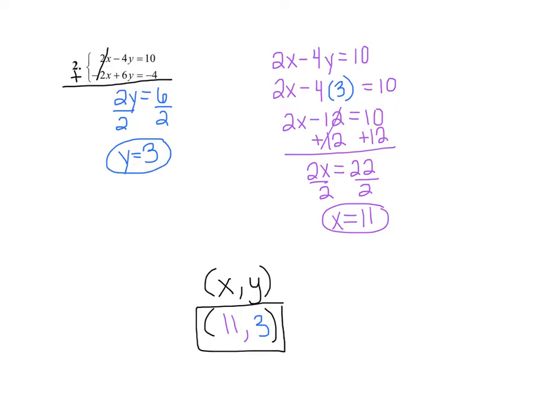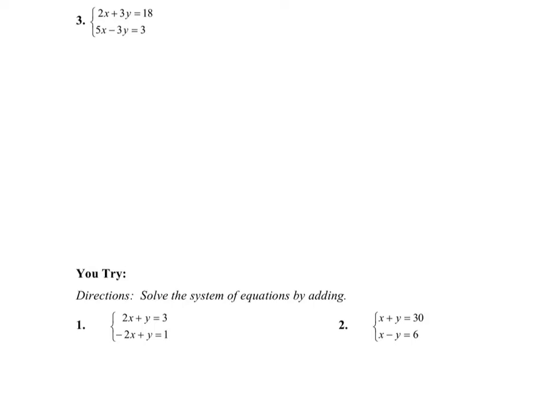And remember, you can always check by replacing and substituting 11 for x in the equation and 3 for y. Let's do one more example together. All right, so let's look at number 3. It says 2x plus 3y equals 18, and 5x minus 3y equals 3.